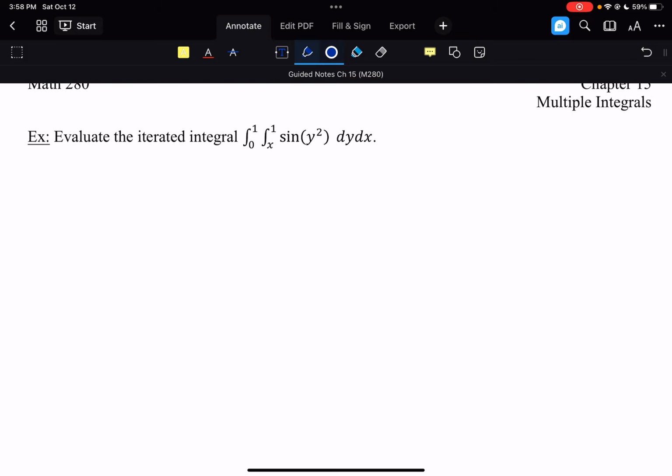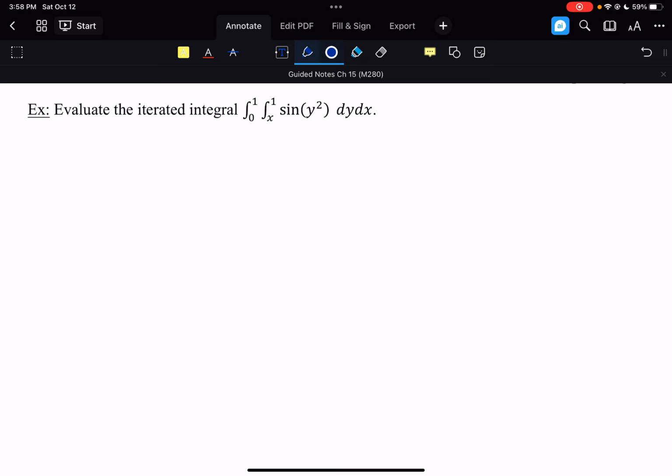Take a look at this next example. Evaluate the iterated integral. So we have the integral of sine of y squared dy dx, with y going from x to 1 and x going from 0 to 1.